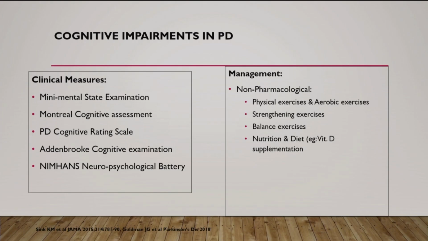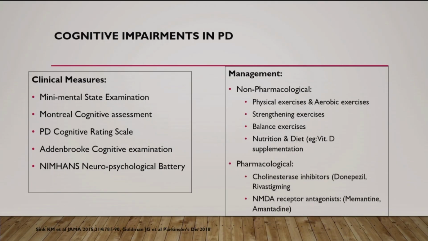So the non-pharmacological measures do tend to increase cognition, as is true with the normal population also. If you are doing a lot of physical activity, aerobic exercise, strengthening exercise, that does tend to improve cognitive impairments also. Some balance exercises, nutrition and vitamin D, etc. would help. And of course, if the patients are going into mild to moderate cognitive impairment, you can try cholinesterase inhibitors like donepezil, rivastigmine, memantine, etc.